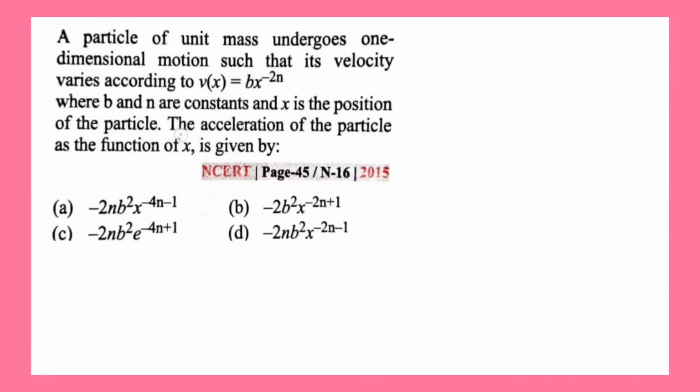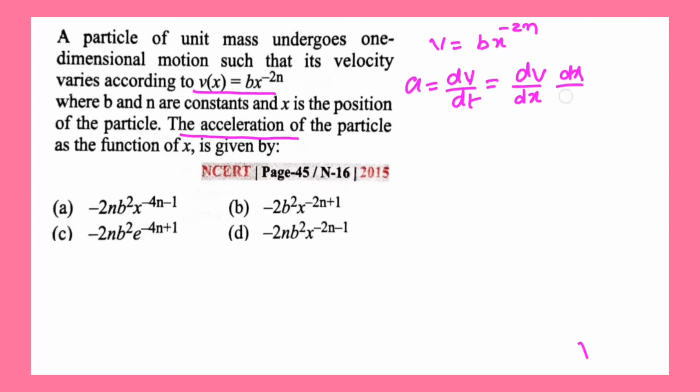So in this problem he is asking us to find out acceleration, and velocity is given here. So we can write velocity v is equal to b x power of minus 2n. He is asking us to find out acceleration. So acceleration can be written as dv by dt. This can also be written as dv by dx into dx by dt.